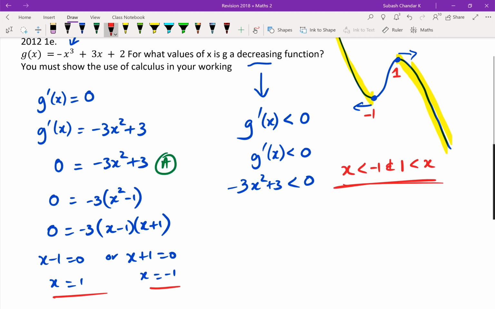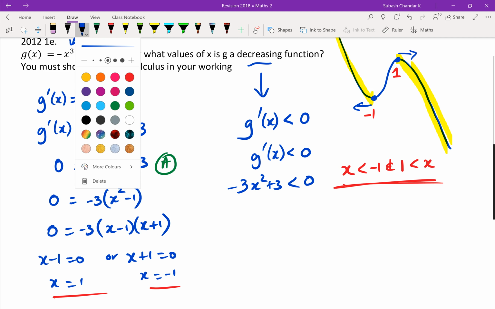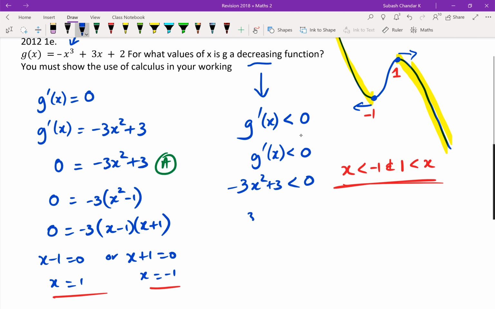But if you're doing this method on the right-hand side here, then you simplify this. It's going to be negative 3 times x squared minus 1 is less than 0. And then write it as x squared minus 1 is less than, sorry, not less than, becomes greater than, because when you go 0 divided by a negative number, the symbol is going to change when you divide by a negative number.